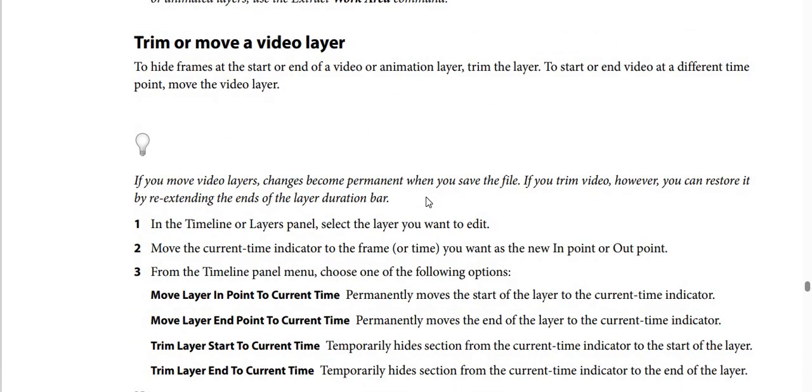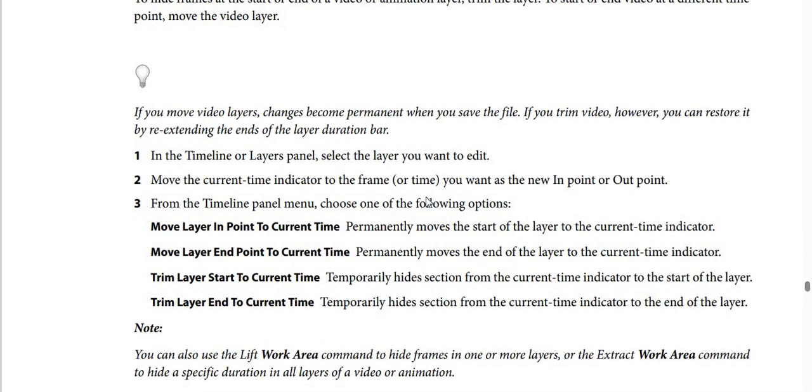And how to trim or remove a video layer. By the way, to hide frames at the start or end of a video or animation layer, you should trim the layer and start or end the video at a different time point. You should move the video layer. If you would like to move video layers, you should change. The changes become permanent when you save the file. And if you trim video, however, you can restore it by re-extending the ends of the layer duration bar.